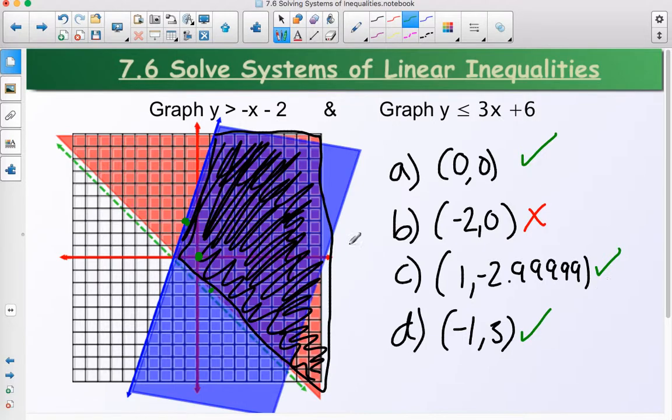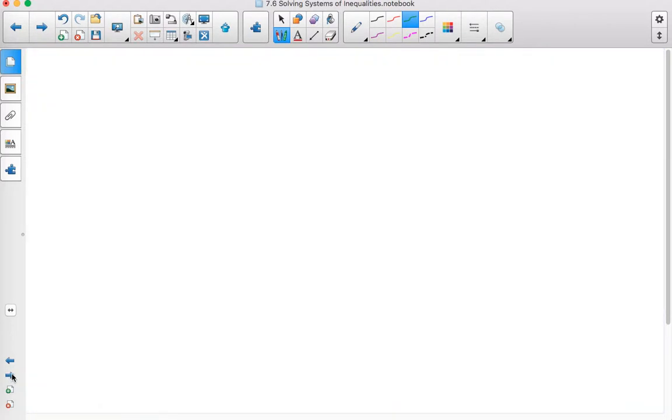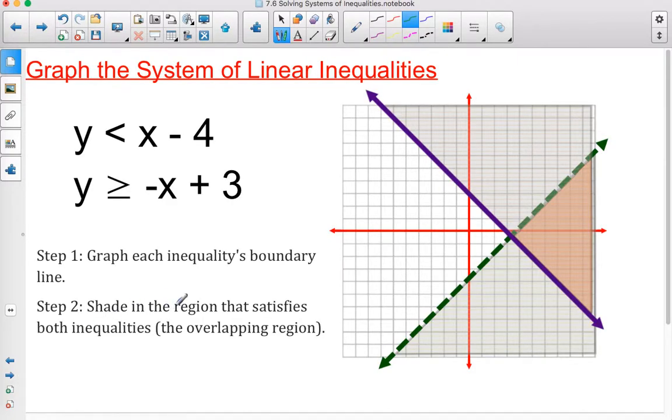Any other point I pick out here, if I pick this point right here, 1, 2, 3, 4, 5 for x and 1, 2, 3, 4 for y, if I put in 5 for x and 4 in for y into both of these inequalities, it would make both of them true. So that's what we're doing. We're graphing linear inequalities, seeing which ones make both true.